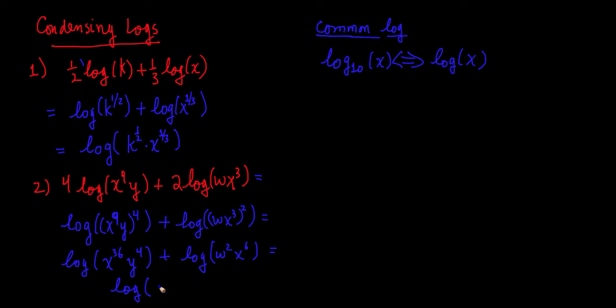So we have log of x to the 36th times y to the 4th times w squared times x to the 6th. And together this will give us in our final answer the simplest form, x to the 36th and x to the 6th, that combines to x to the 42nd, y to the 4th, and then w squared. Okay, so condensing logs gives us this ability to take multiple logarithm statements with constants or multipliers outside of the logarithm statements, and we're able to merge it all together into one singular logarithm statement.